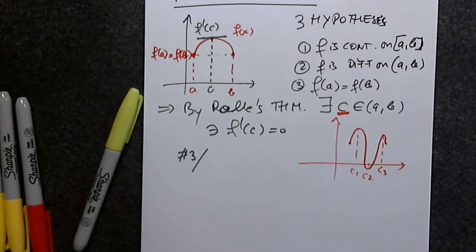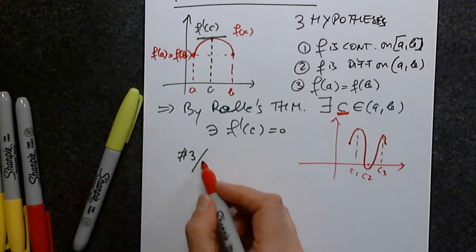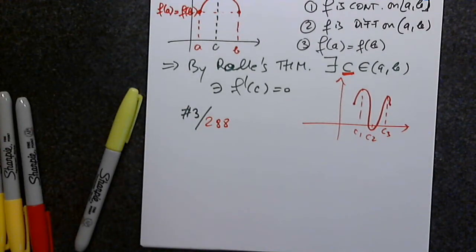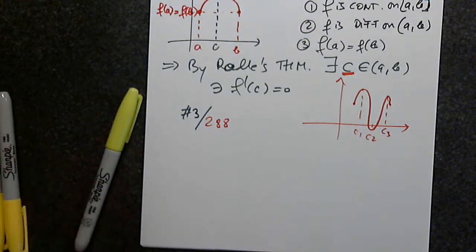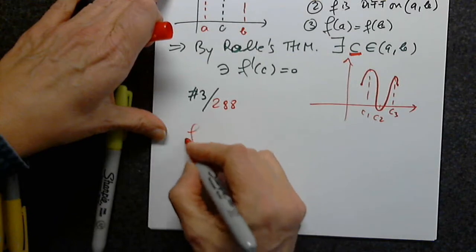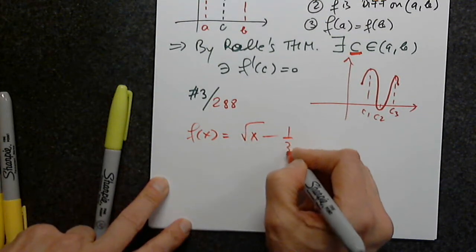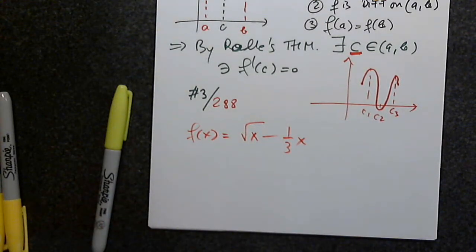So number 3 on page 288. Verify that the function satisfies the three hypotheses of Rolle's theorem on the given interval. Then find all numbers c that satisfy the conclusion of Rolle's theorem. So here's the function f of x, the square root of x minus 1/3 x. And the given interval is 0 to 9.